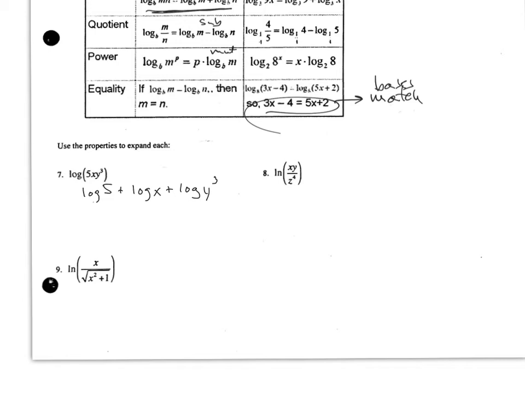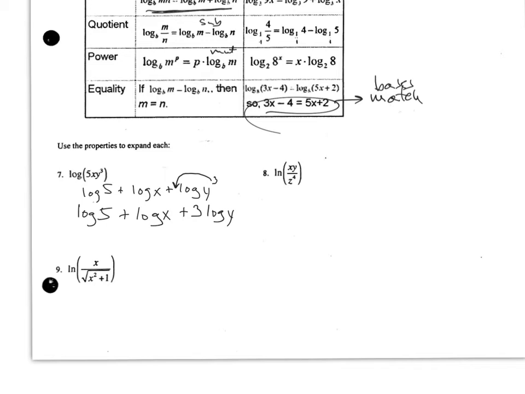Now a power, only the y has a power, so this power has to come down out in front and show that it's being multiplied. So all the rest of these will stay the same, log of 5 plus log of x plus 3 log y. And that's it. That's how you expand it.